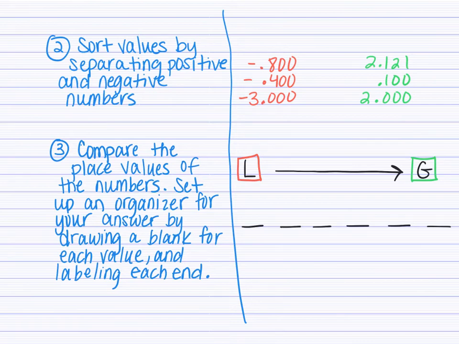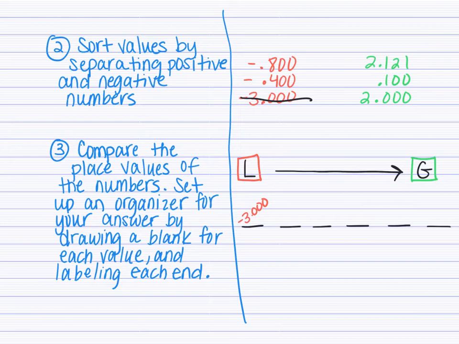So now what I'm going to do is compare my place values. Now this part is really important. When you're working with your negative numbers, the number that is furthest away from 0 is actually your smallest number. So negative 3.000 would be my smallest value. And then I'm going to mark that off of my list. I'm done with that number.